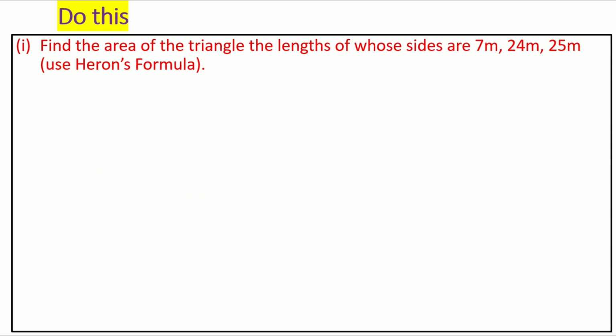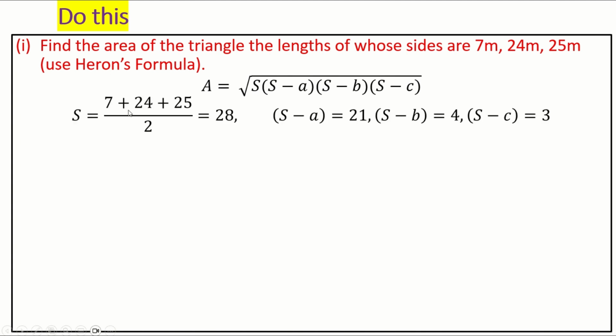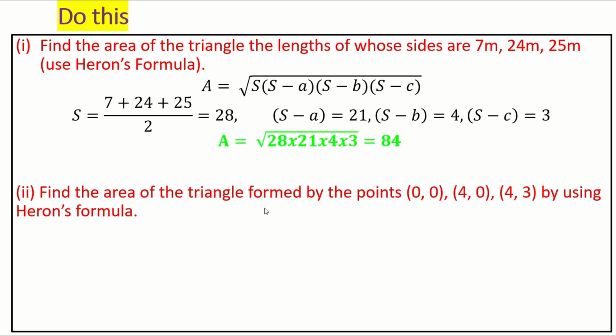Okay, find the area of the triangle, the lengths of whose sides are 7, 24, and 25 meters. Okay, so we know the formula, Heron's formula, and s is equal to (7 + 24 + 25) by 2, which is 28. So s minus a is 21, s minus b is 4, and s minus c is 3. You substitute the values, you will get 84 square units as the area.